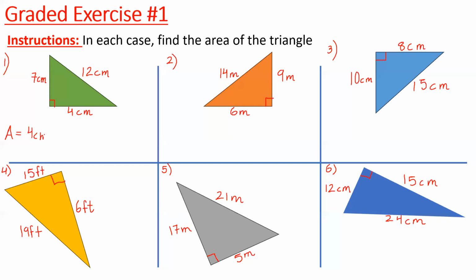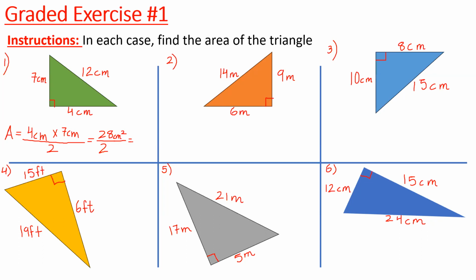I have 4 centimeters. 4 centimeters multiplied by, the height is what? 7 centimeters. All divided by 2. So what is 4 times 7? 28 centimeters squared. Divided by 2. And what is 28 divided by 2? That's going to be 14 centimeters squared.